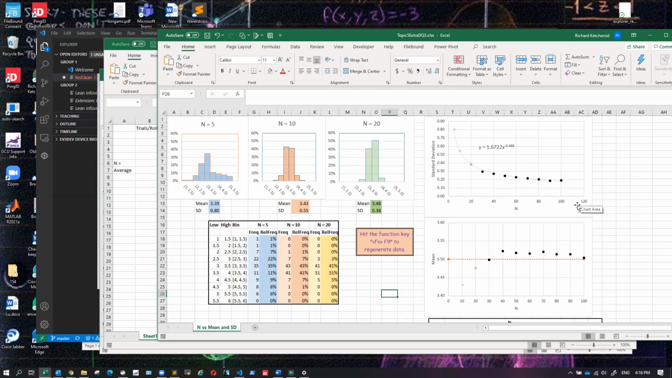So 100 squared would be 10,000, right? So if I went all the way out to 10,000, then I would be dividing this number by 100. And that's what I would expect my standard deviation to be. So it's going down in a very predictable manner, the standard deviation. Basically, the main goal here is to notice that the mean jitters around a little bit, but as you roll more and more often, the means are going to pile up closer to the theoretical mean. That's what you're really supposed to notice.